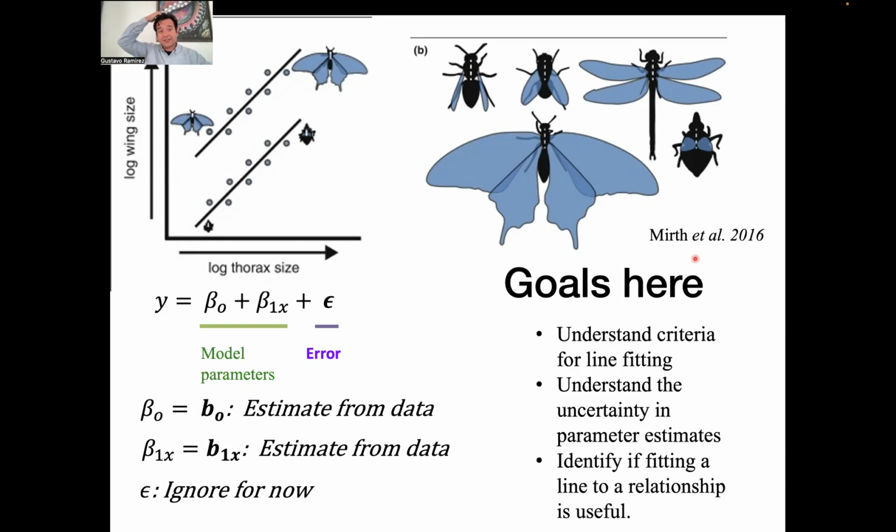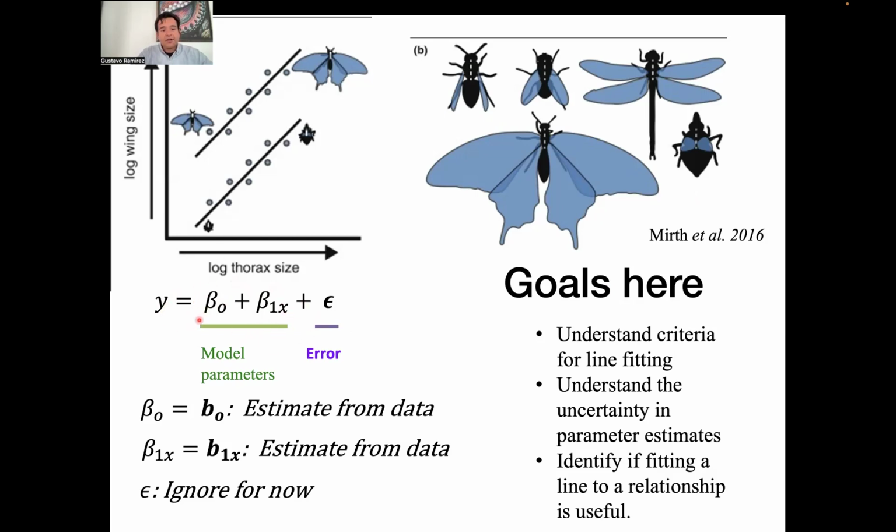The goals here, basically, with linear regression is to understand the criteria for fitting a line in the first place, right? Which line out of many lines that can be fit across a particular data set that has a linear trend, which one's the best one and why? We want to understand the uncertainty in parameter estimates. So again, we're estimating the parameters, right? Beta naught and beta 1 right here with the Greek beta are the true parameters of this model.